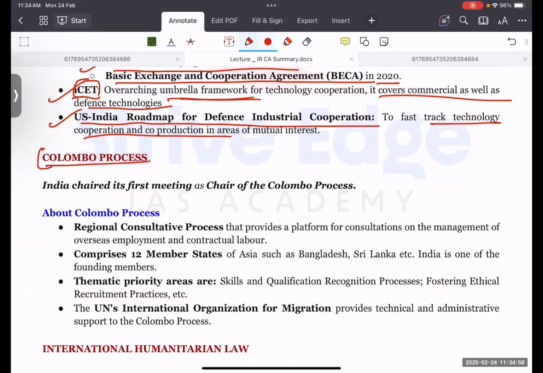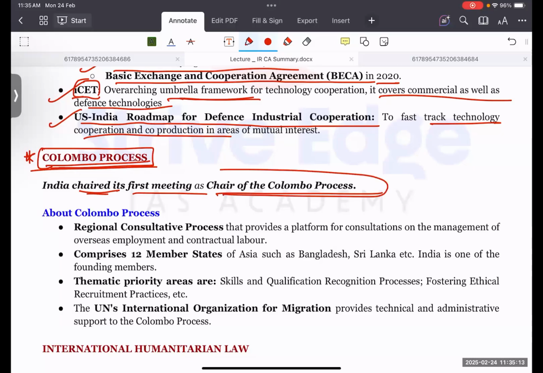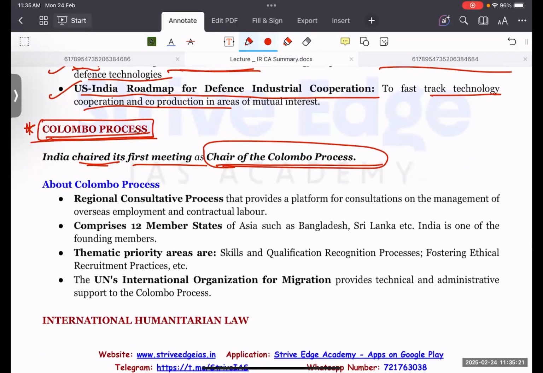Next important thing we will be looking into is the Colombo Process. So in the Colombo Process, why is India in the news? Because India has chaired, that means has got the chairmanship for its first meeting as the chair of the Colombo Process. So recently India has got the chairmanship, and India held its first meeting in this year 2024. That is why it is now about the Colombo Process.